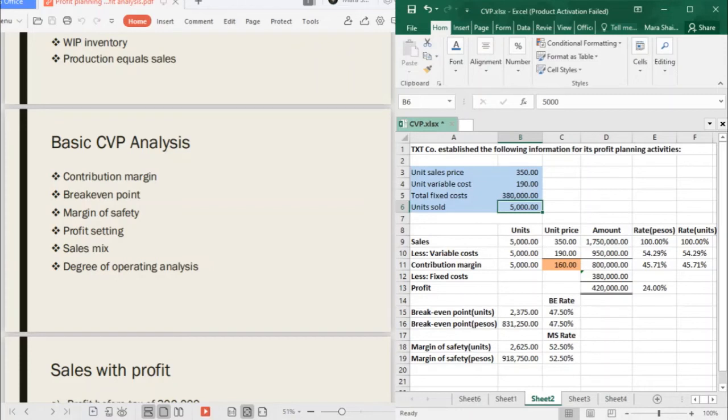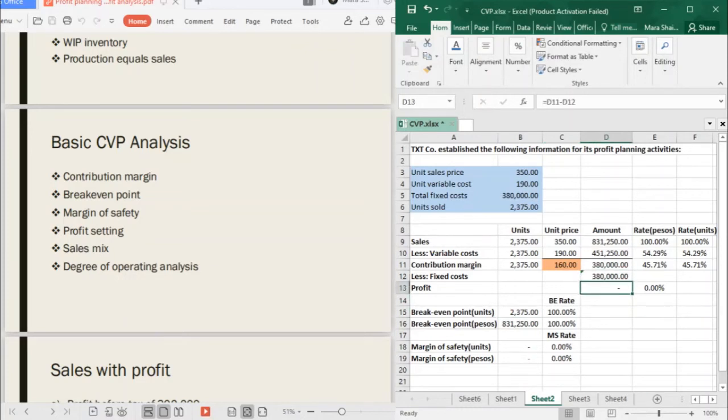So, let's try to change it to 2375. That way we can see that the break-even point is now computed. So, 2375. See, when your units sold is equal to your break-even point in units, your profit is equal to 0.